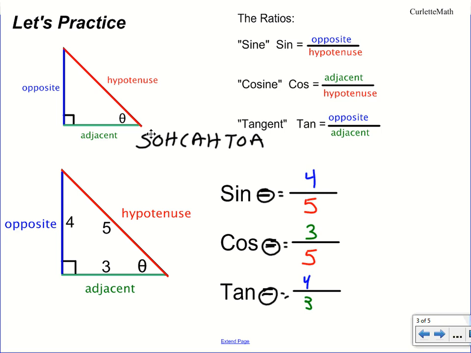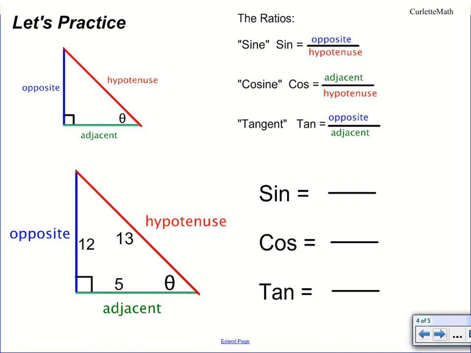Now, we're going to try one on our own. If you want to, let's pause the video so that you can do this on your own and make sure you solved it out correctly for this 5, 12, 13 right triangle. So go ahead and hit pause, fill it in on your sheet of paper, and then check your work in a second.